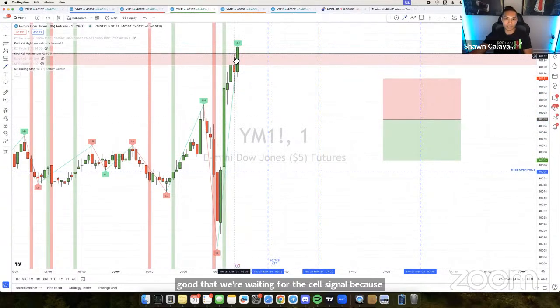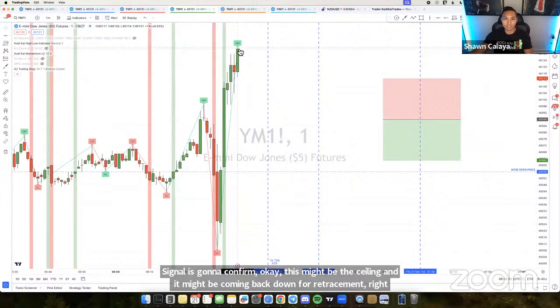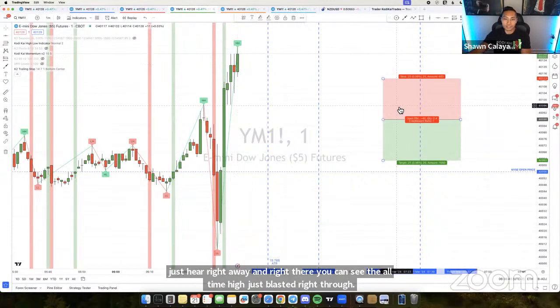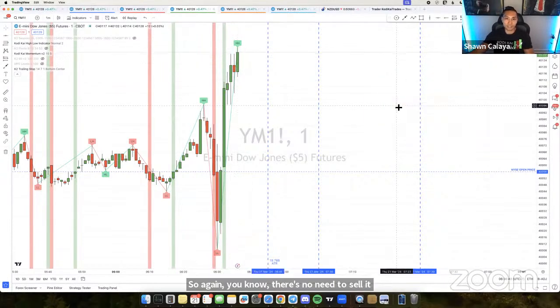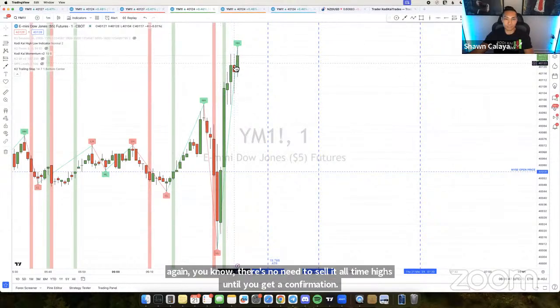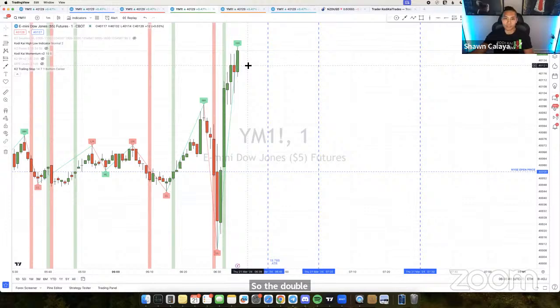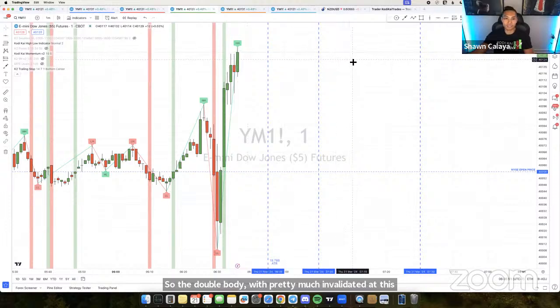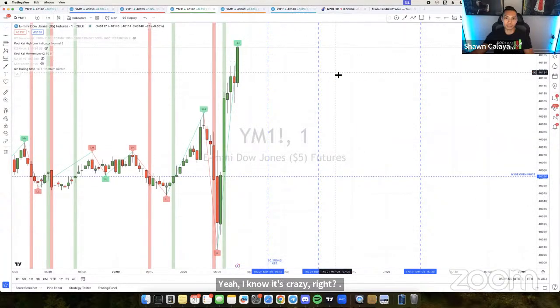And right there, you can see the all-time high just got blasted right through. So again, there's no need to sell at all-time highs until you get a confirmation. The double body, double wick's pretty much invalidated at this point, and price is still climbing up higher. Yeah, I know, it's crazy, right, Kenny? People sell just because it's at the all-time high, and this thing just keeps climbing and climbing and climbing.